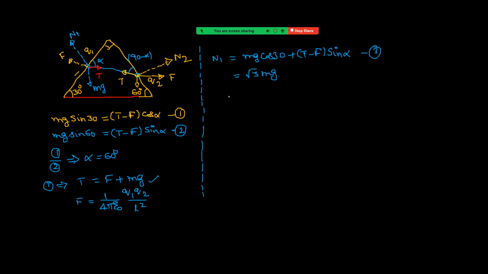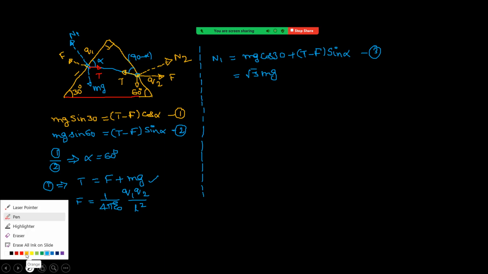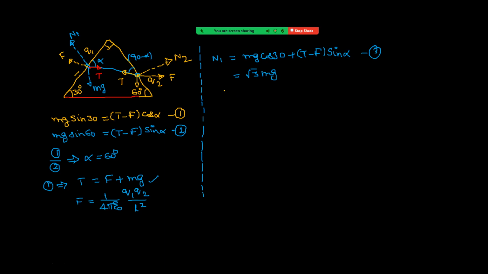Okay. Right. Now see carefully, is N2. To get the value of N2, N2 equal to mg cos 60 plus (t minus f) cos alpha, right? Writing net force must be 0, normal to wireframe. Okay, right, then see what we get.